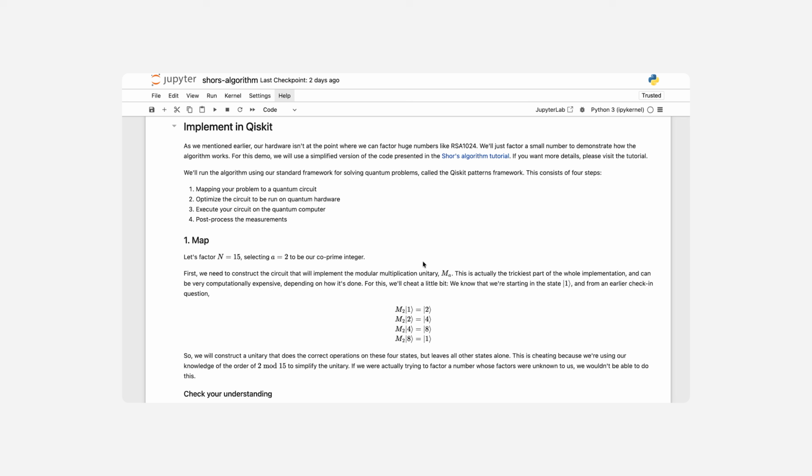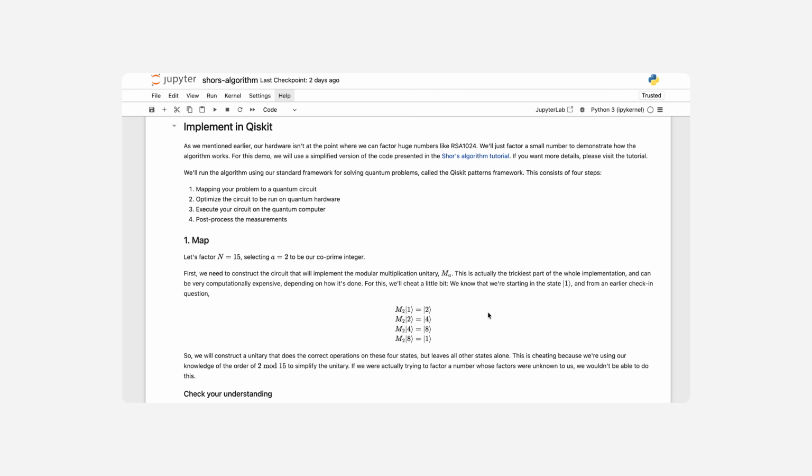Now we're ready to see how this is done in practice on a real quantum computer. Let's factor 15, choosing a equals 2 to be our coprime integer. First, we need to construct the circuit that will implement the modular multiplication. This is actually the trickiest part of the whole implementation and can be very computationally expensive depending on how it's done. For this, we'll cheat a little bit.